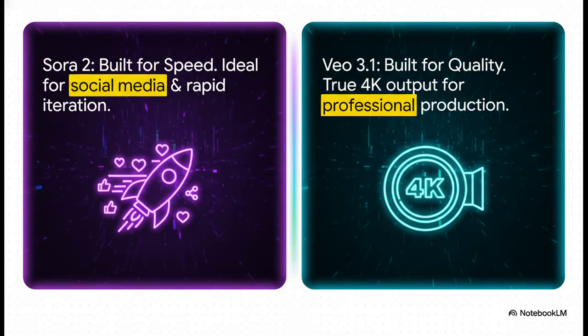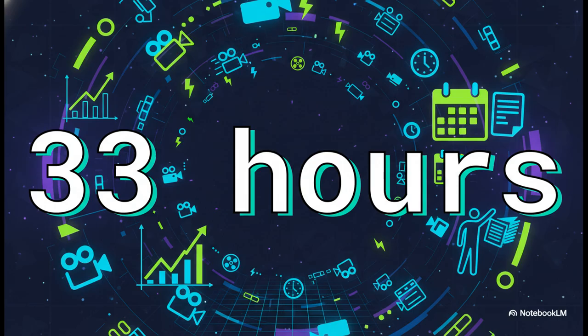So here's the bottom line. What is your goal? If you need to pump out tons of content for social media, test dozens of ideas, and just move fast, Sora 2's speed is basically a superpower. But if you're producing a short film or a professional commercial, Veo 3.1's broadcast-ready 4K footage is just in a whole other league. And what does that 40 to 50% speed advantage actually mean for a creator who's in the trenches every day?